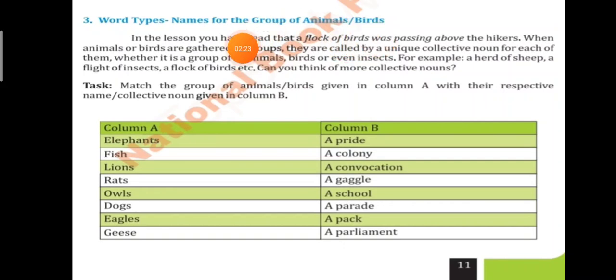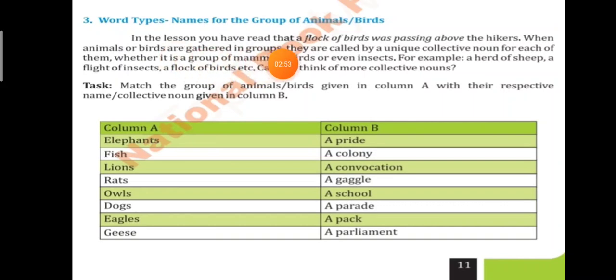You know that when animals or birds or people are in a group, we call them with a specific name. तो जब ग्रुप में कोई एनिमल या बर्ड्स या ह्यूमन बीइंग्स होते हैं तो उसको एक स्पेसिफिक नेम दिया जाता है. उस स्पेसिफिक नेम को इंग्लिश में कहते हैं कलेक्टिव नाउन. दैट शोज कलेक्शन और ग्रुप ऑफ पीपल. So we will discuss that.